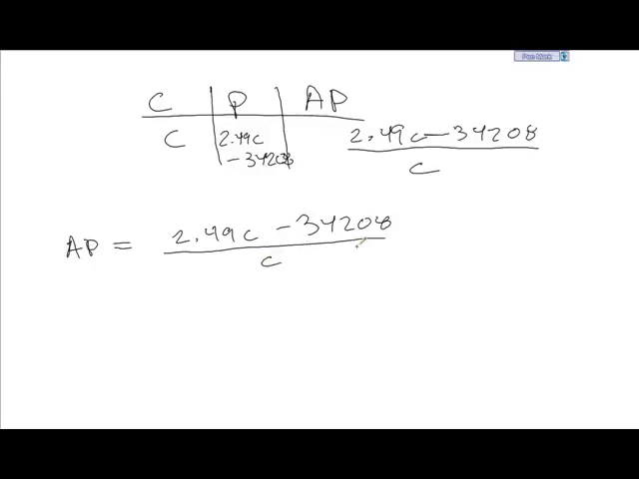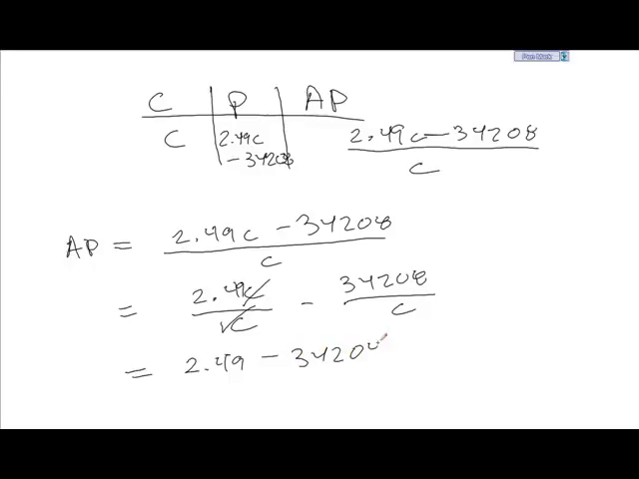Now, because I need to operate on this, I'm going to simplify it a bit. I'm going to separate this fraction into 2 terms, 249C over C minus 34,208 over C, and I can cancel out C's here, leaving me with 249 minus 34,208 over C. And because I'm going to need to take a derivative of this in the next part, I'm going to move the C to the top, keeping in mind this is a first power here. So I'll move it to the top, make it a negative power, and there it is. There's my average profit function.